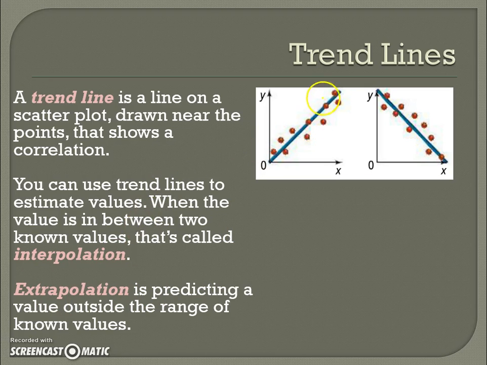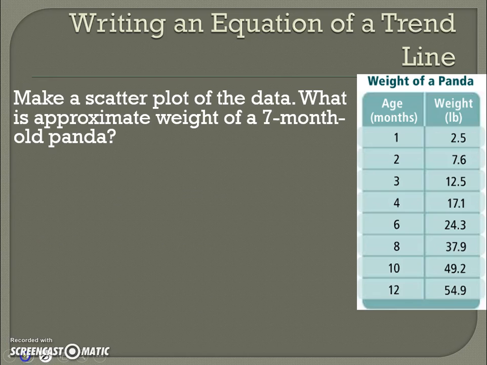So for interpolation, if I were trying to predict a value that's in here, that's called interpolation because it's inside the points. If I were trying to predict a value of something that's way out here, that's outside of the points, and that would be called extrapolation. Okay, so that's what those two terms mean.